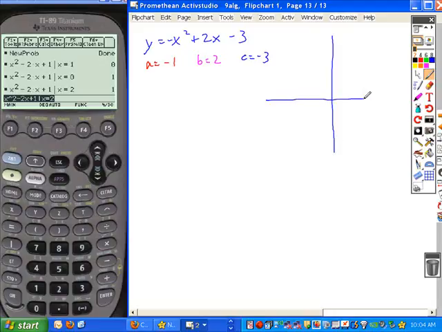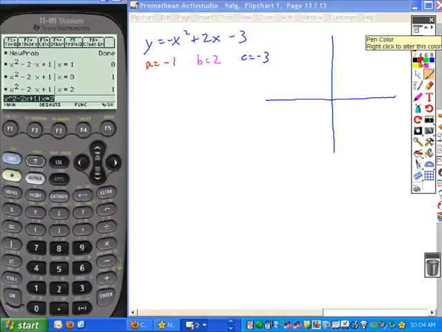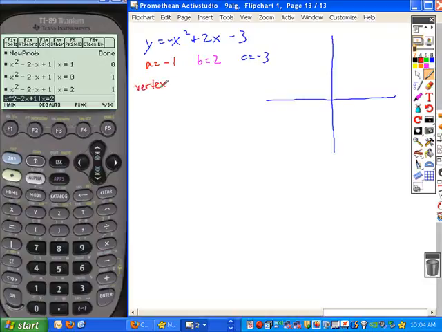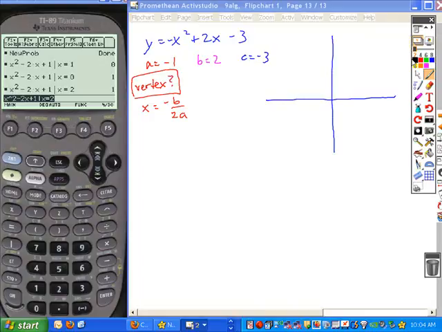Okay, so once you find those three things, what you can now do is go in. Ultimately, you're going to sketch the graph of this. So to sketch the graph, we need to know a couple things. Where is the vertex? To find the vertex, we're going to use the equation: the x-coordinate of the vertex is equal to -b over 2a. So we're going to plug in our values for that.